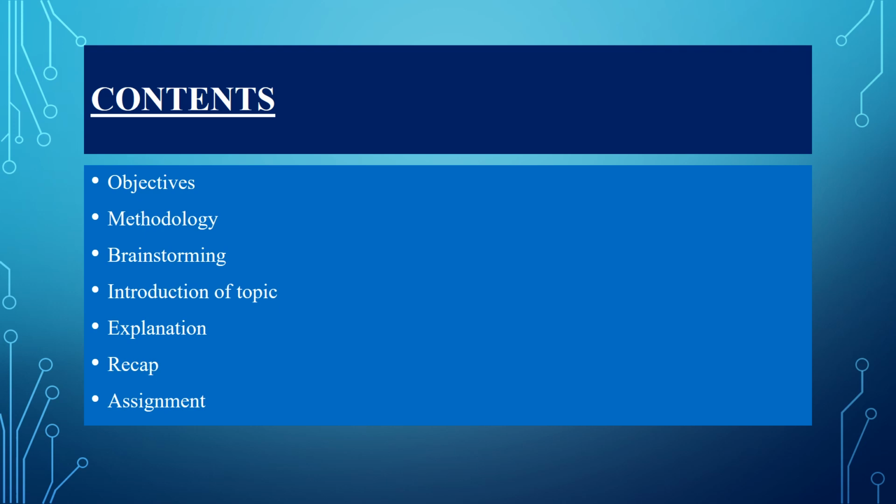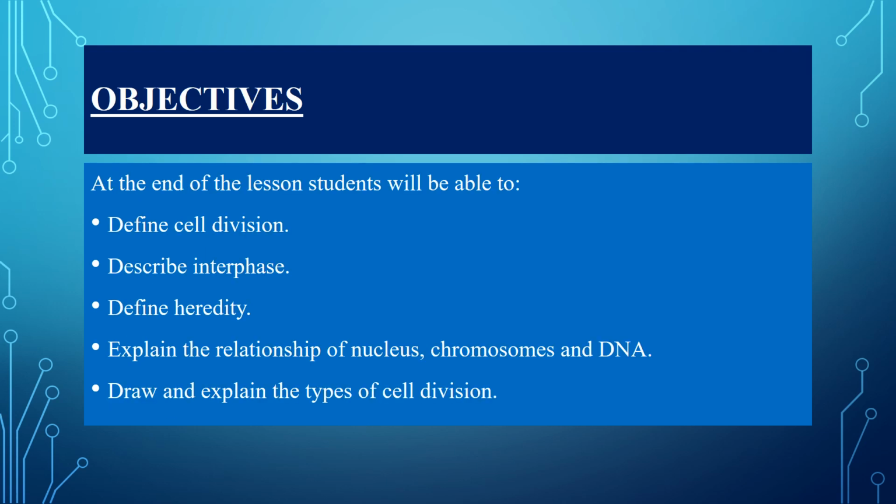Contents: objectives, methodology, brainstorming, introduction of topic, explanation, recap, and assignment. Objectives. At the end of the lesson, you will be able to define cell division, describe interphase, define heredity, explain the relationship of nucleus, chromosomes, and DNA, and draw and explain the types of cell divisions.